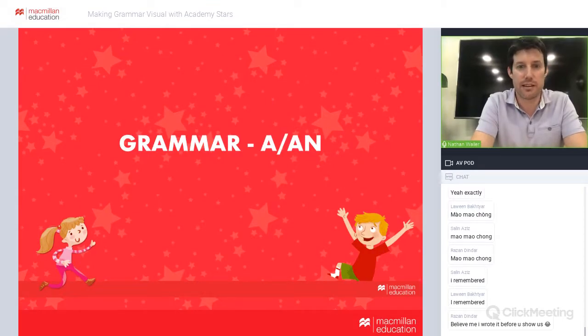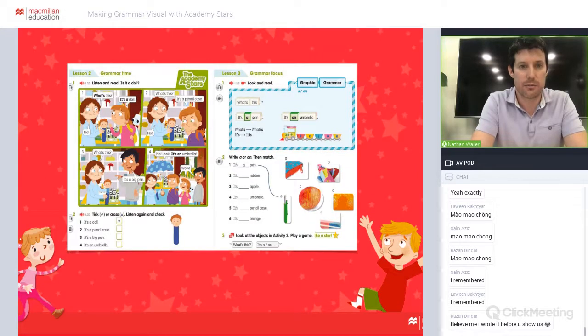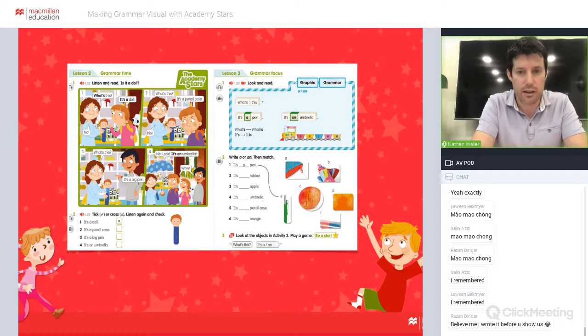Okay, we've got 15 minutes left. Let's have another look. We're going to do grammar, a and an. I think it's from a slightly higher level book. This would be the grammar time and grammar focus. Actually, I think this is from level 2. So again, I wonder if I can zoom in on this so that you can see it a bit easier. The question is, what prior knowledge do they need to attempt the grammar on these 2 pages? That's my question for you.